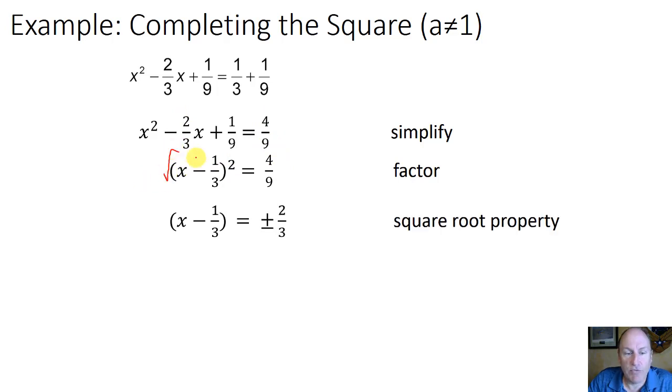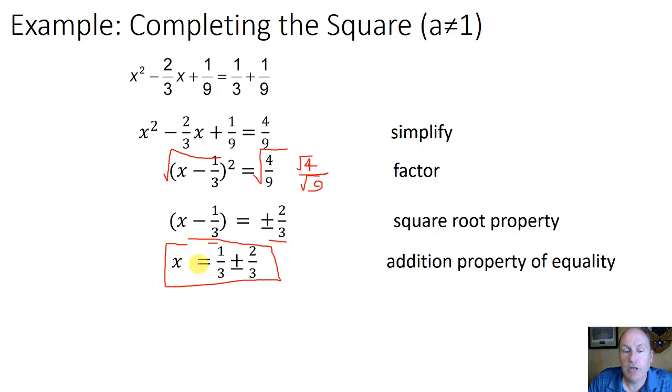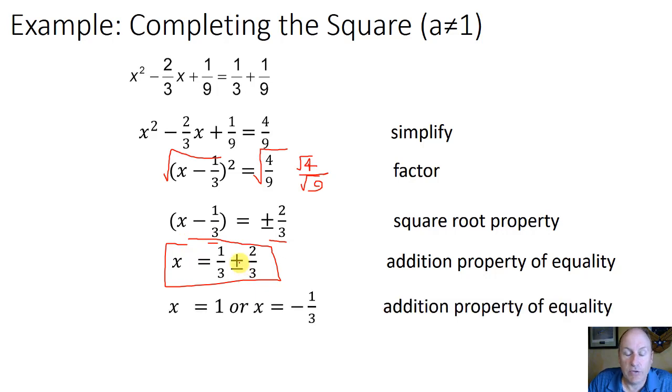If we take the square root of both sides, we get x minus 1/3 is equal to either plus or minus 2/3, because the square root of 4/9 is equal to the square root of 4 over the square root of 9, which is plus or minus 2 over 3. So that yields two solutions after we use the addition property and add 1/3 to both sides. Our solution is x equals 1/3 plus or minus 2/3. So it could either equal 1/3 plus 2/3, which is 1, or 1/3 minus 2/3, which is negative 1/3. Both are valid solutions of this quadratic equation.